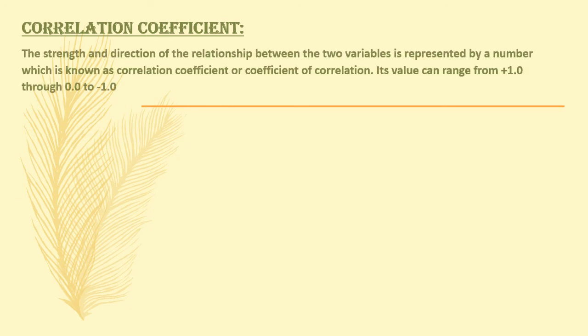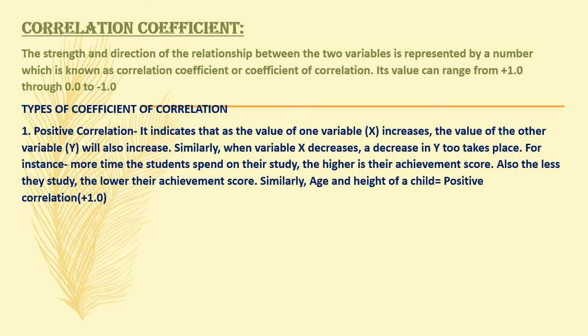Correlation coefficient under the correlational method. The strength and direction of the relationship between the two variables is represented by a number which is known as the correlation coefficient or coefficient of correlation, and its value can range from plus 1.0 through 0.0 to minus 1.0. I don't know if you all have got it or not, but I think in class 10, most probably in statistics, you might have come across the coefficient of correlation. So here we have to go through certain types of coefficient of correlation.